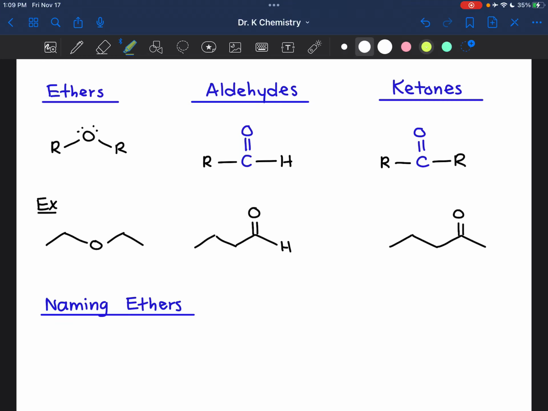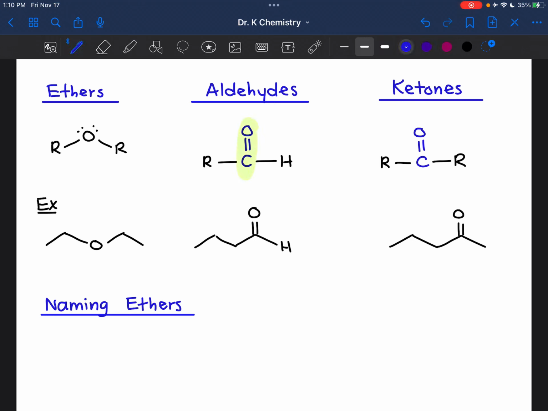In this video, we will learn how to name ethers, aldehydes, and ketones. Note that ethers look kind of similar to alcohols, but instead of having an H group on one side, there are R groups on either side. And these R groups can be any hydrocarbon chain. So in the example in the bottom, you can see that there are two ethyl groups. And because they are connected by an oxygen in the middle, that's an ether.